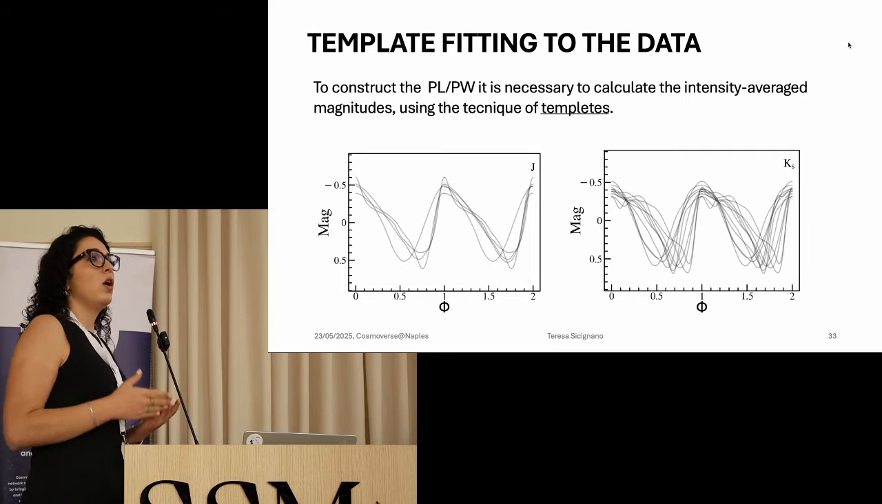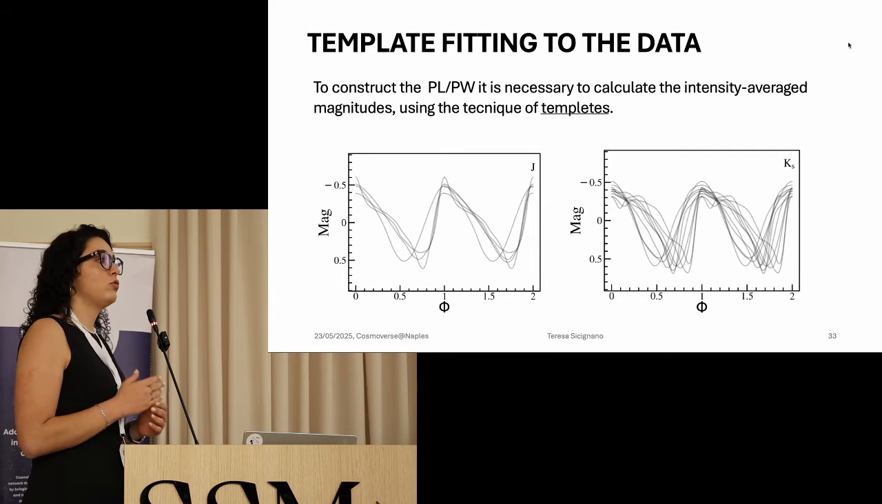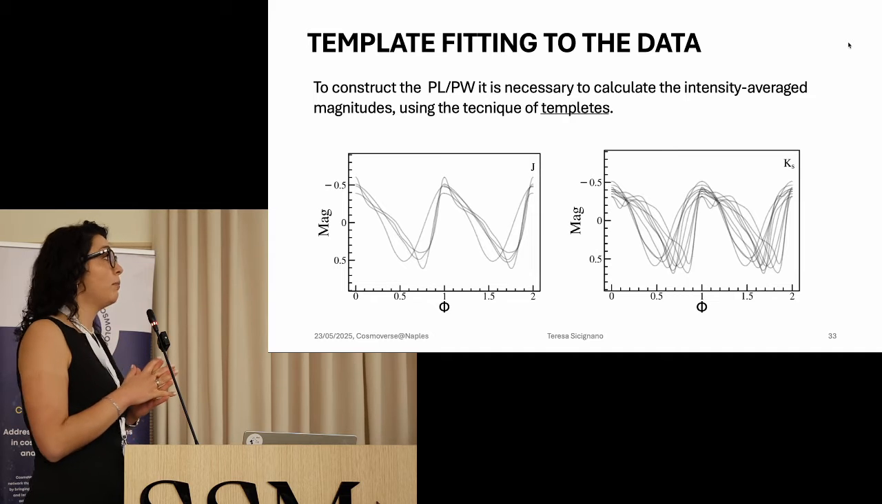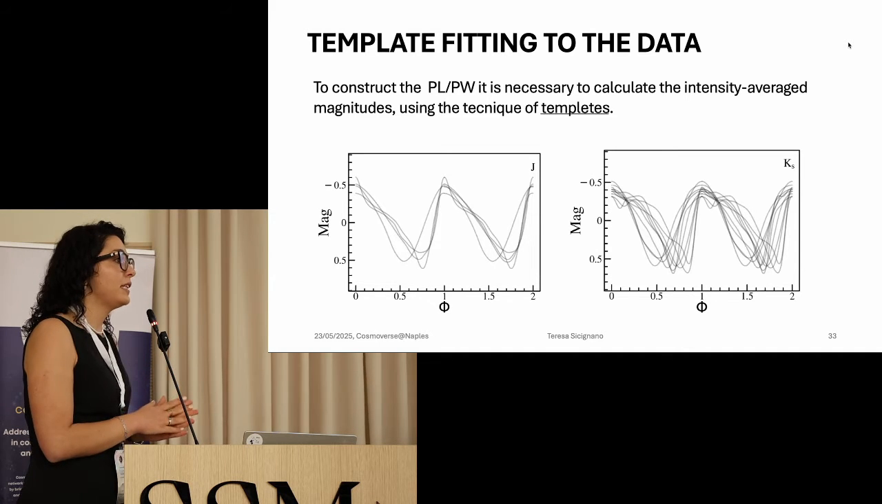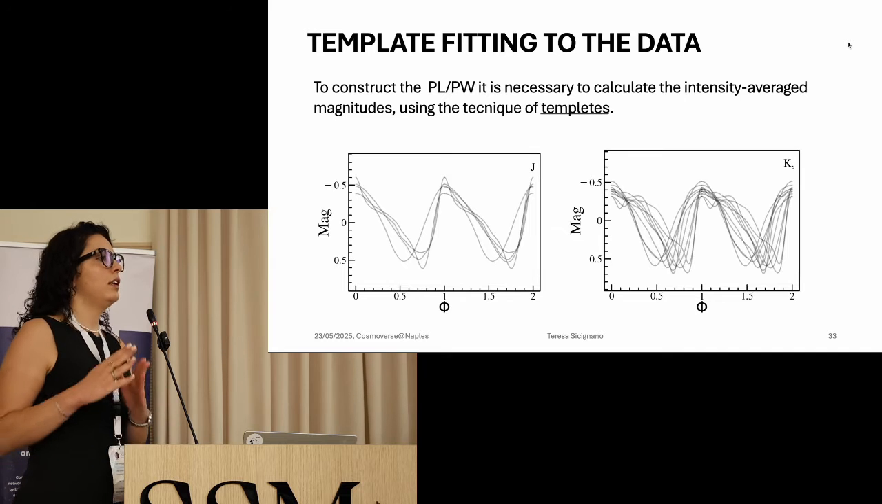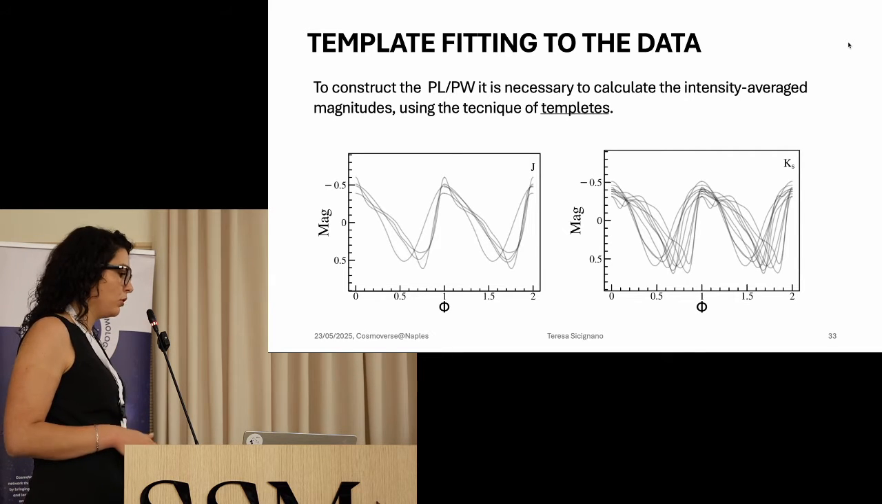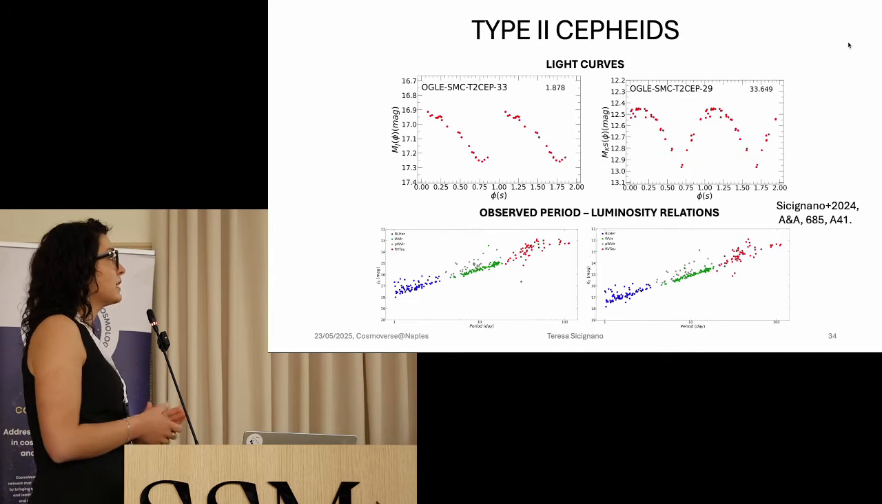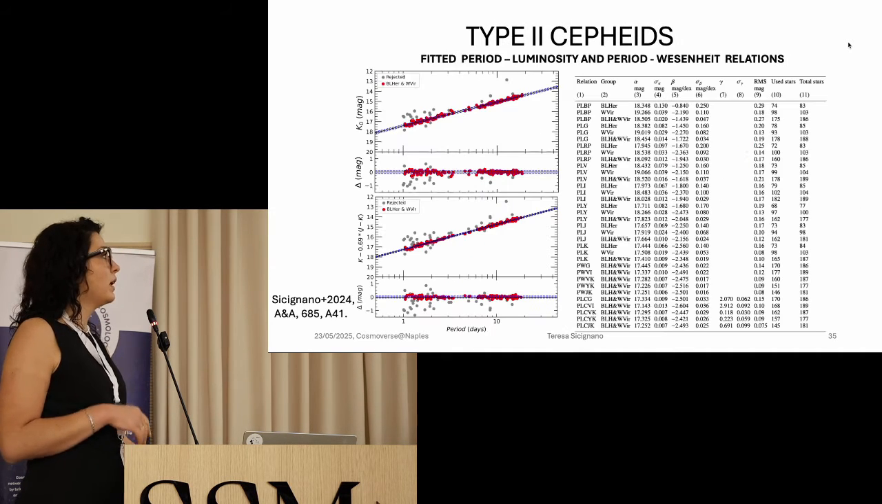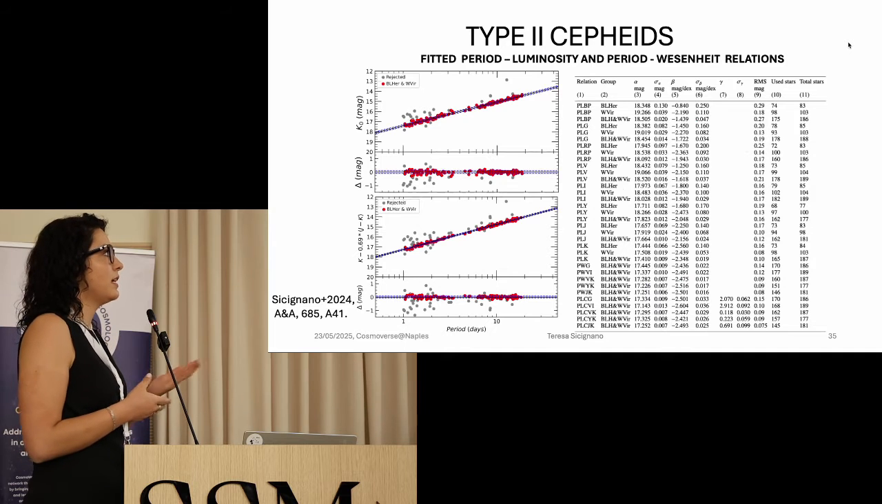And nowadays, the technique that we use is to retrieve a template from the best light curves, of which we have more than 12 points, and then we use this template to calculate the magnitude for light curves that are not well sampled. So these are some examples of light curves for Type II Cepheids and the observed period-luminosity relation.